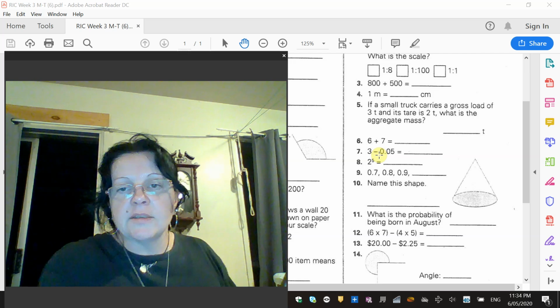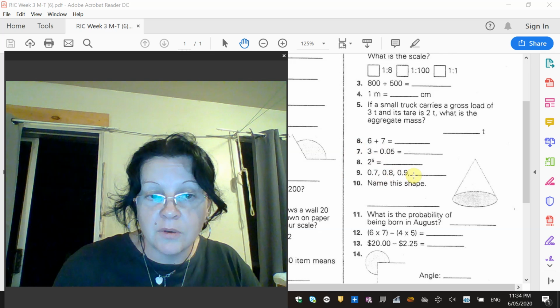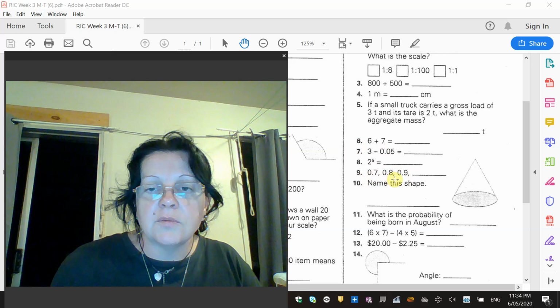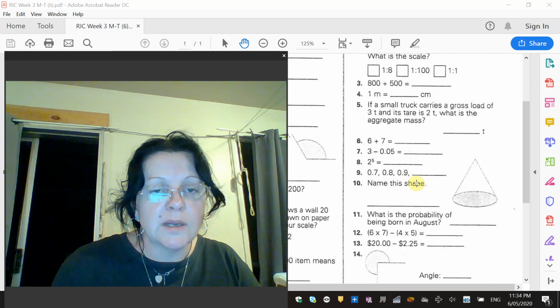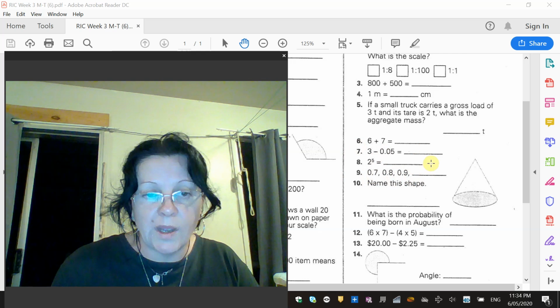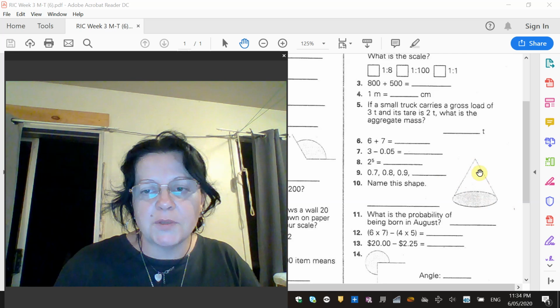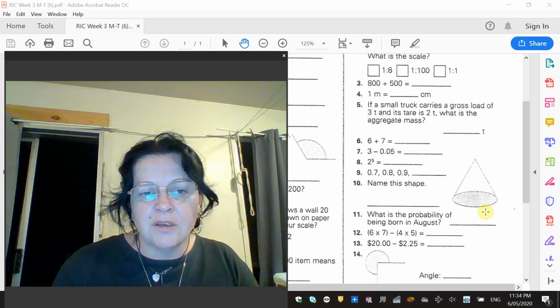All right, moving along. We're going up, but we're in the tens column. So 0.7, 0.8, 0.9. If we add one more, we know that makes it a whole number, so it becomes 1.0. Okay, name this shape. Well, that's easy. You put ice cream in the top, so it must be a cone.